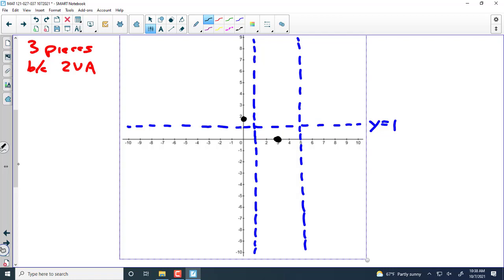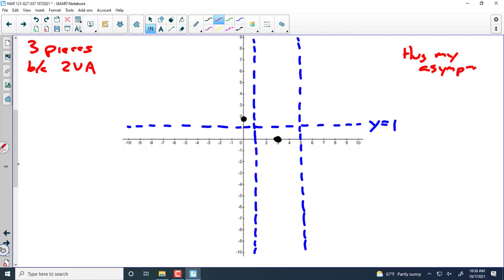All right, now I got to draw 3 pieces to this graph, and I do remember that the asymptotes kind of guide me when I draw these things. So I do want to hug my asymptotes.